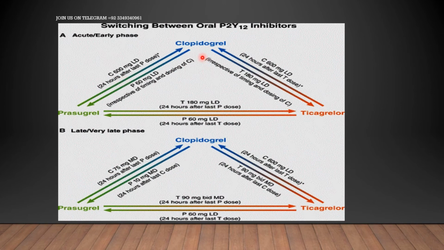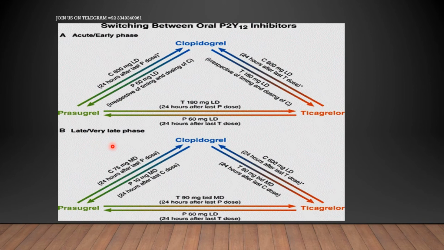If you have to escalate from clopidogrel to ticagrelor, give ticagrelor's loading dose of 180 milligram irrespective of timing and dosing of clopidogrel. On the other hand, if you have to de-escalate from ticagrelor to clopidogrel during the acute phase, you should be giving loading dose clopidogrel 600 milligram 24 hours after the last ticagrelor dose. In contrast, the change between the two agents, ticagrelor and prasugrel, during the acute phase happens with the loading dose 24 hours after the last dose of either agent.